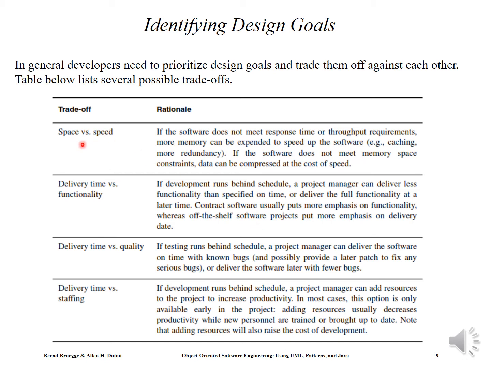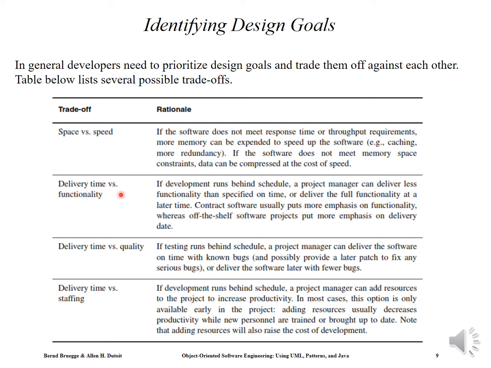First is space versus speed. If you want to increase the speed or response time of software, you require more memory for it. If the software does not meet memory space constraints, data can be compressed at the cost of speed. So if you want to increase the speed, you have to occupy more space. There should be a trade-off between them, depending on which design goal is more important for the problem at hand.